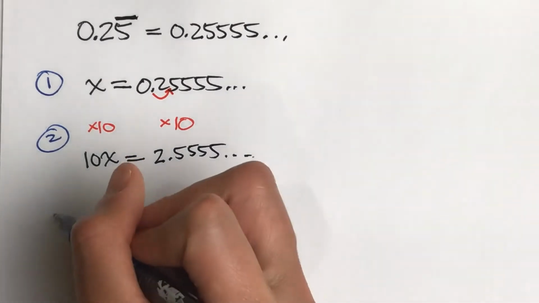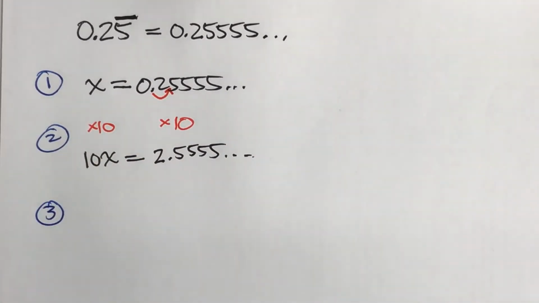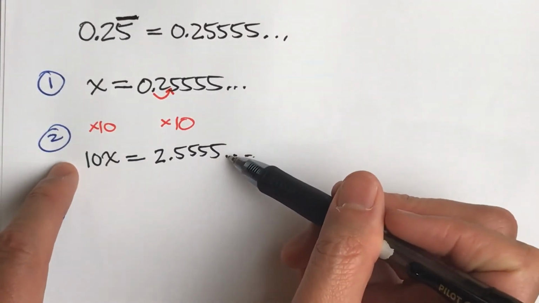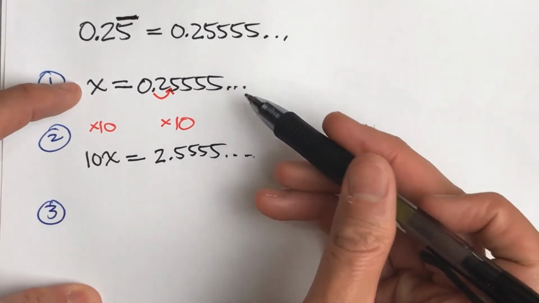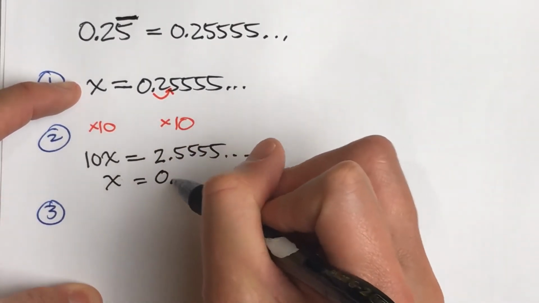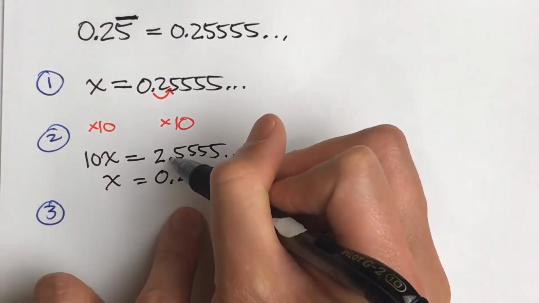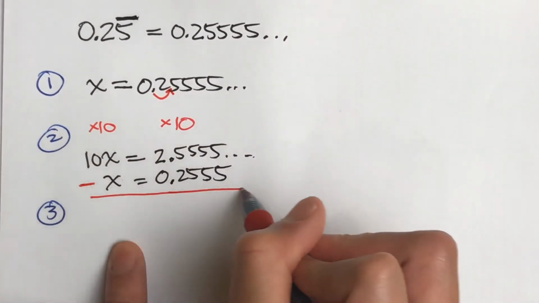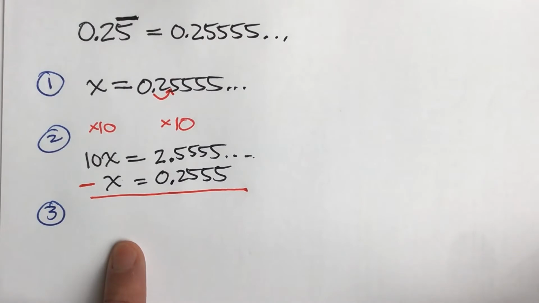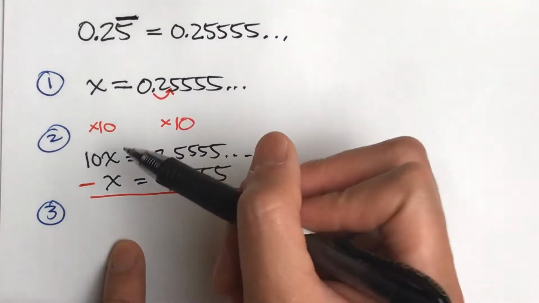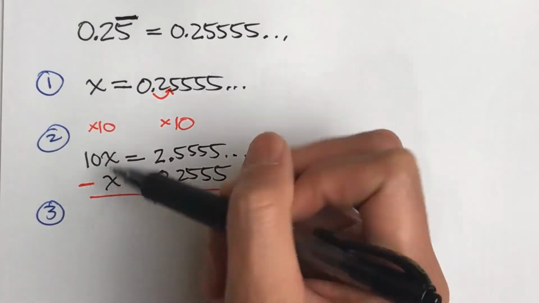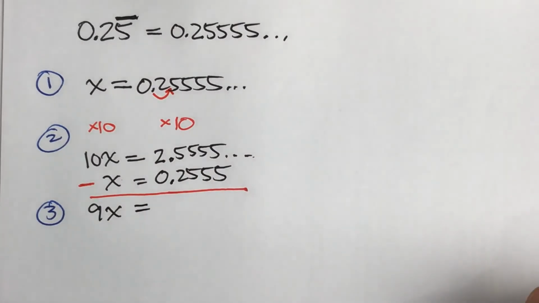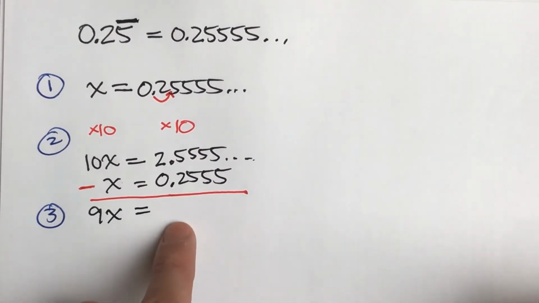Step 3, we are going to subtract the two equations. What does that mean? Well, I'm going to take this equation that I have right here, the 10x equation. I'm going to take the original equation, x equals 0.2555, and notice how I lined up the decimals. And I lined them up because I'm going to subtract the two equations from one another. Okay? And when I do that, 10x's minus 1x leaves me with 9x's. The equal drops down.